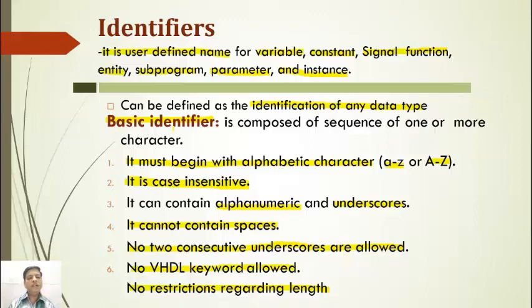A basic identifier is composed of a sequence of one or more characters. First, it must begin with an alphabetic character, that is from A to Z. It is case insensitive. It can contain alphanumeric characters and underscores. It cannot contain spaces. No two consecutive underscores are allowed. No VHDL keywords are allowed. No restrictions regarding the length of the identifier.